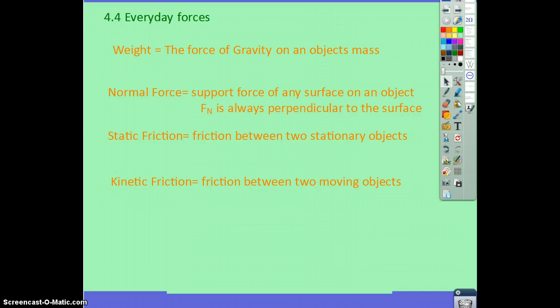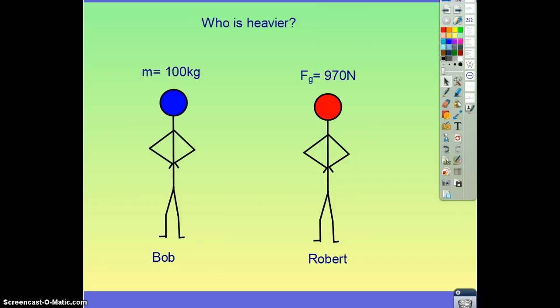So more on this whole mass and weight thing. I'd like you to figure out who is heavier, Bob or Robert. Bob has a mass of 100 kilograms. Robert has a weight, force of gravity, of 790 newtons. You very quickly use Newton's second law, force equals mass times acceleration, and figure out the weight, I guess, of Bob or the mass of Robert.